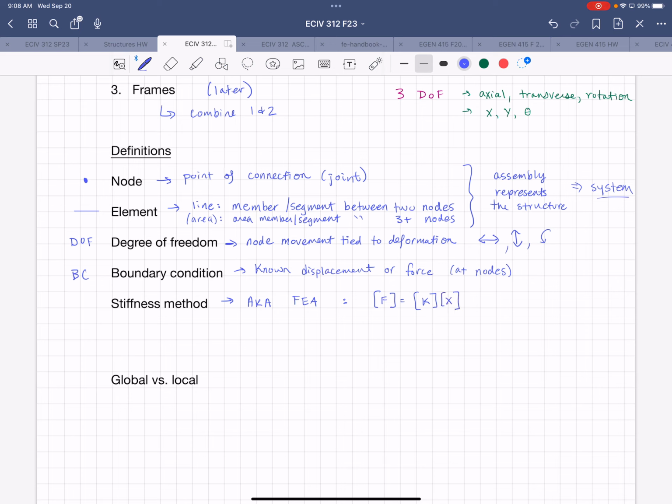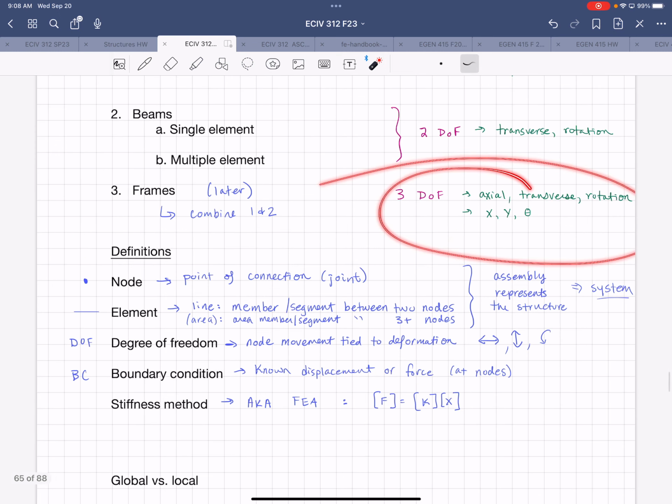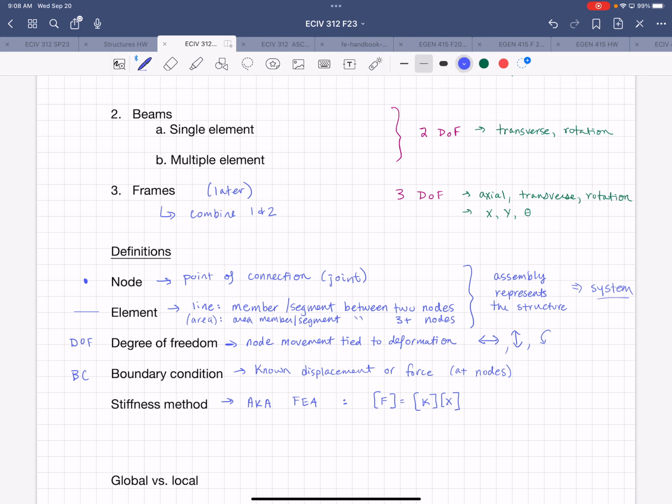Now you're familiar with that equation already, right? It's the equation for a linear spring. This may be the first time you've seen it in matrix form, and maybe also the first time you've seen it apply to not just one dimension or one direction of deformation or displacement, right? So we will ultimately be expanding this to accommodate all 3 degrees of freedom for frames.